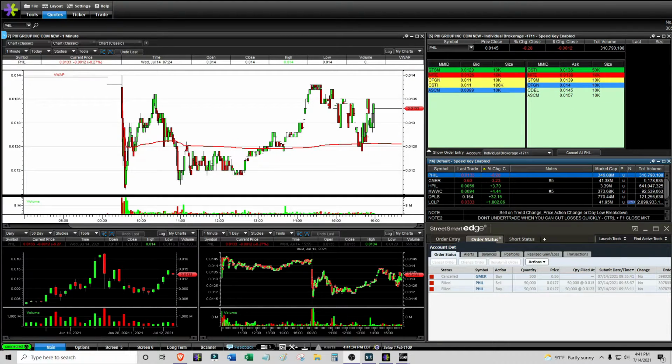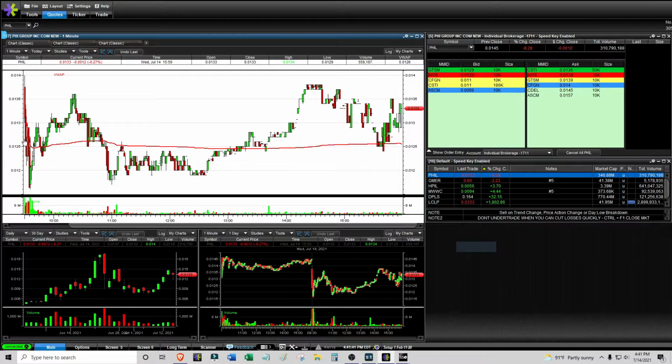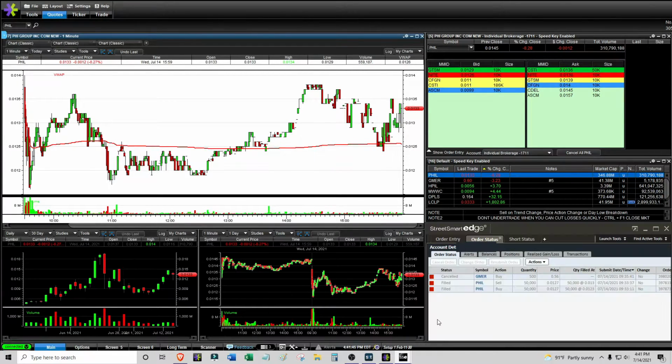Okay, it is 4:41 p.m. and I'm here to call it off. Only one trade, PHIL, which was a morning panic bounce play. I said I traded this first section here. I bought at 1.23 at 9:33. Again, the green candle right here, pretty good entry.